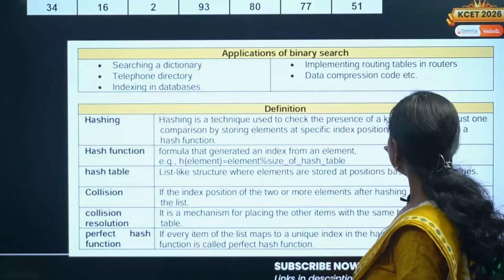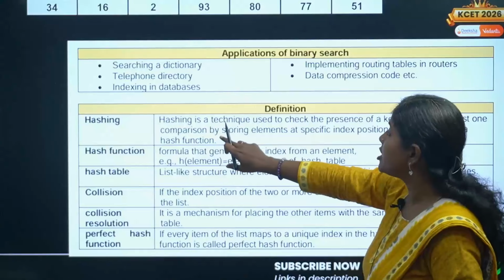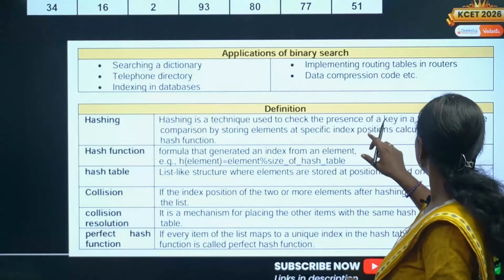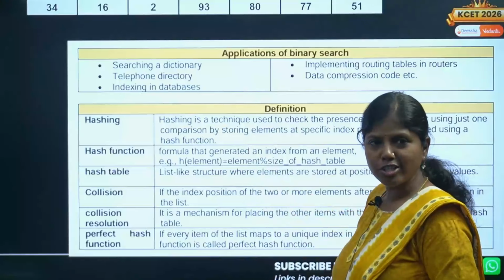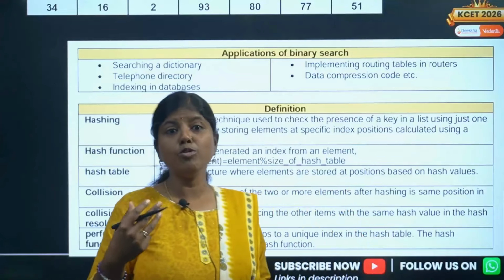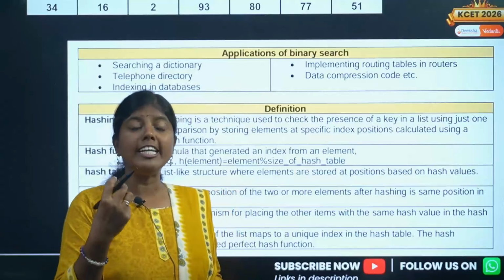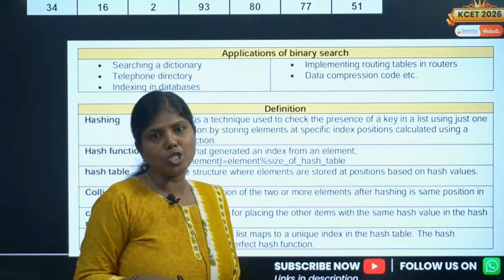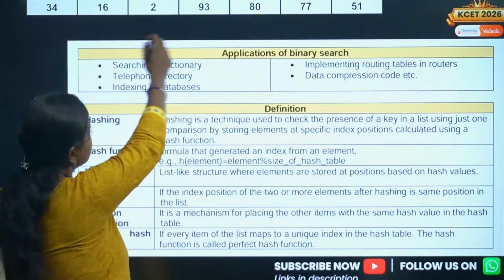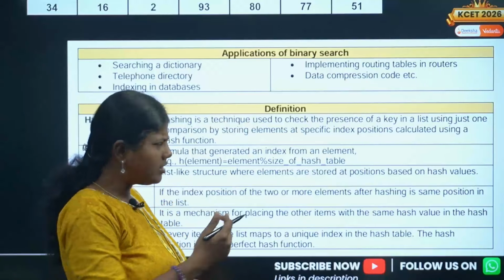Checking the presence of a key in a list using just one comparison by storing the element at a specific index position, calculated using a hashing function. There will be a certain hashing function. Using that hashing function itself, you will be able to calculate the value of the index where the element has to be stored. Is the point clear?